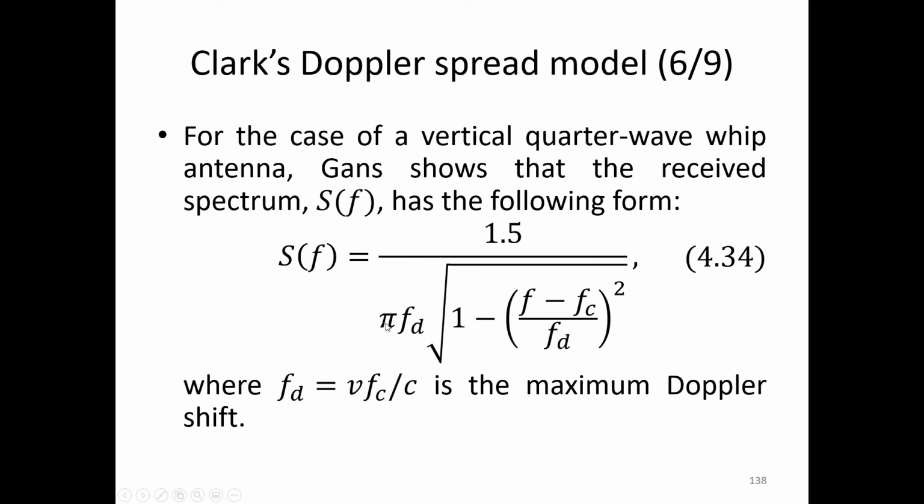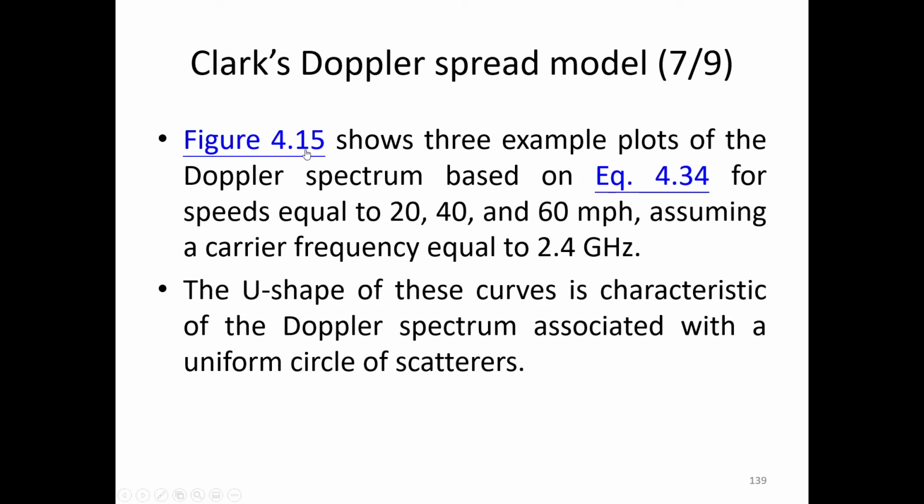Capital S of f is equal to 1.5 over pi times fd times the square root of 1 minus the quantity f minus fc over fd, squared, where fd, which is equal to v times fc over c, is the maximum Doppler shift, and c is the speed of light.